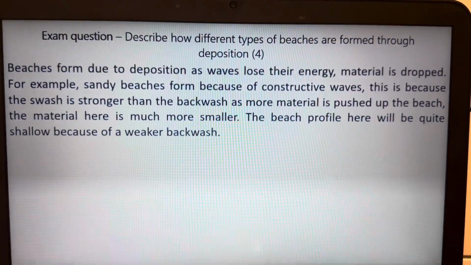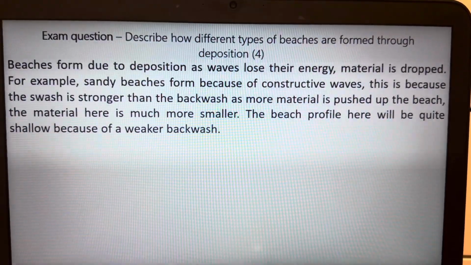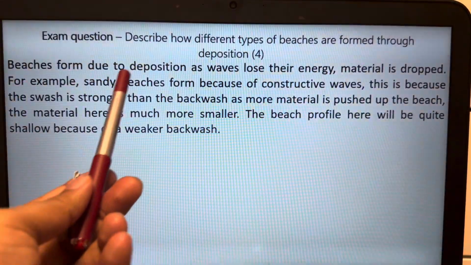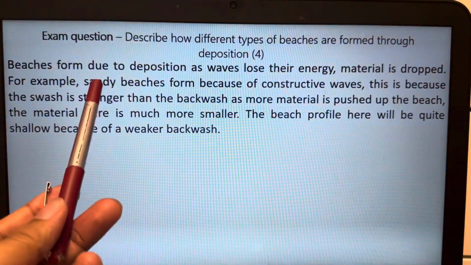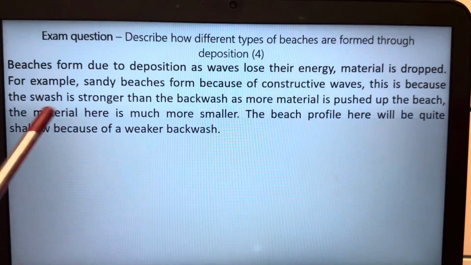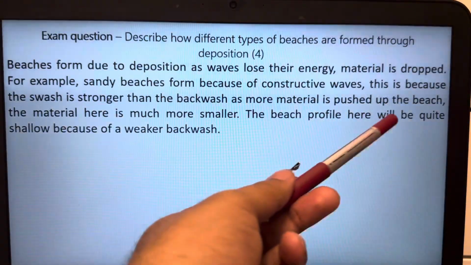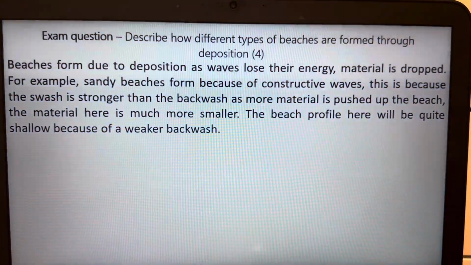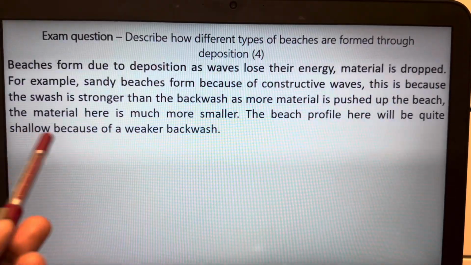Look at this question. I would say, describe how different types of beaches are formed through deposition. So I'll talk about beaches formed due to deposition as waves lose their energy, material is dropped. For example, sandy beaches. They form because of constructive waves. All you've got to mention is that the swash is stronger than the backwash, so more material is pushed up the beach through the stronger waves. And again, you can very quickly say that there's going to be a weaker backwash.